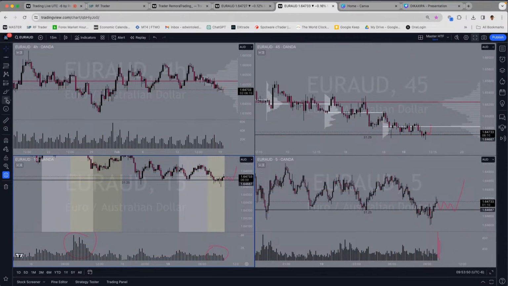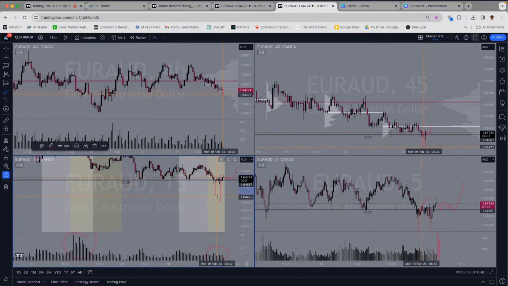If this beautiful candle, see, I want to teach something now. If this nice red candle that you see here was accompanied by this kind of volume, I would be buying right now for sure. But the volume is not there.